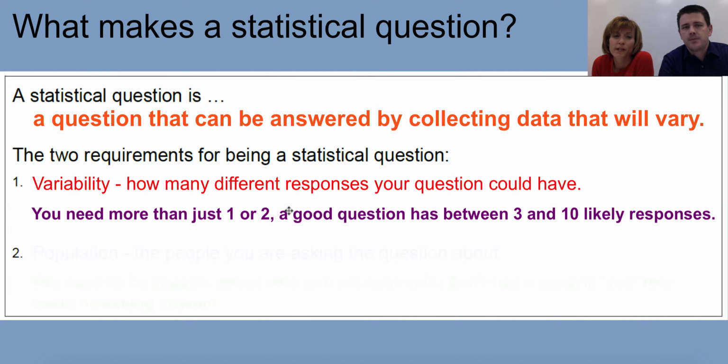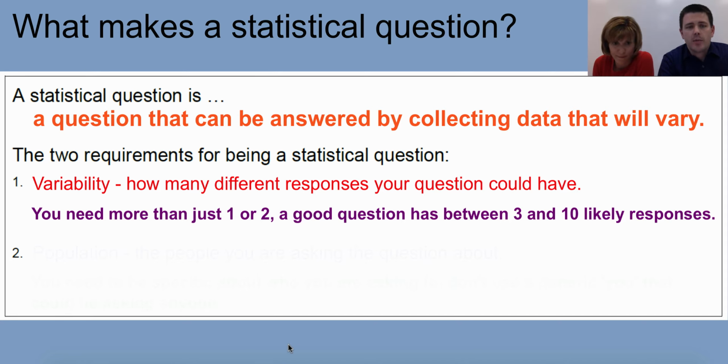For example, you do not want a yes or no question, or a true or false question, or something like, what is your favorite number? That's going to give you a million different answers. You want to avoid questions that have limited variability. Okay, so that's the first requirement.